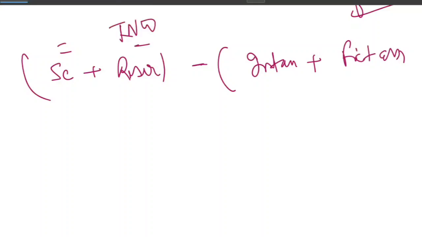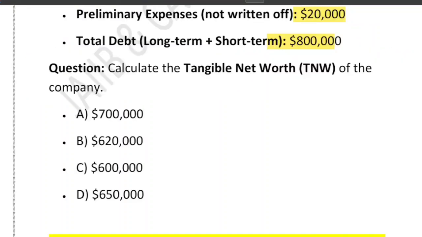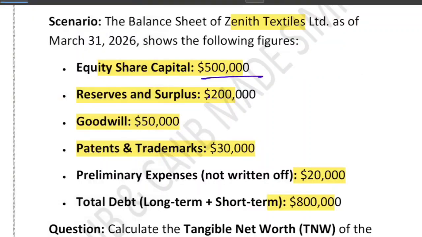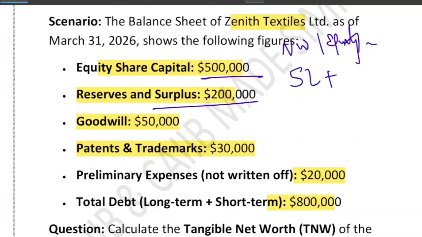So now let's come back to the question. So what data they have provided? As you can see, they have provided the equity share capital is equal to $5 lakh. So let's compute the net worth, which is the equity. So it includes this $5 lakh plus reserves and surplus, which is $2 lakh. So this is the net worth. So the total will become 7 lakh.